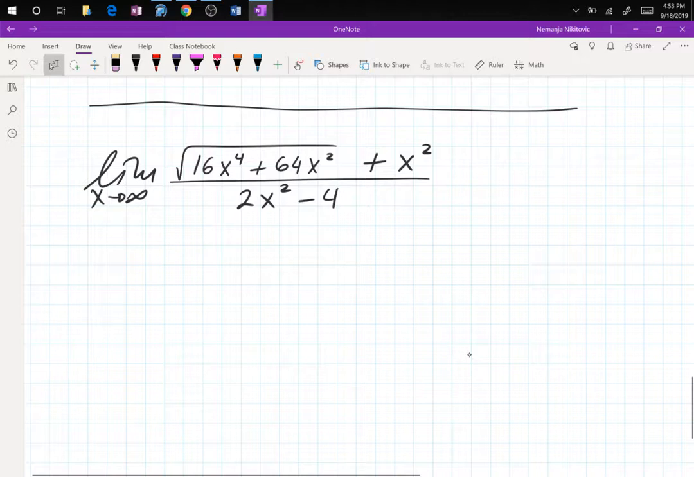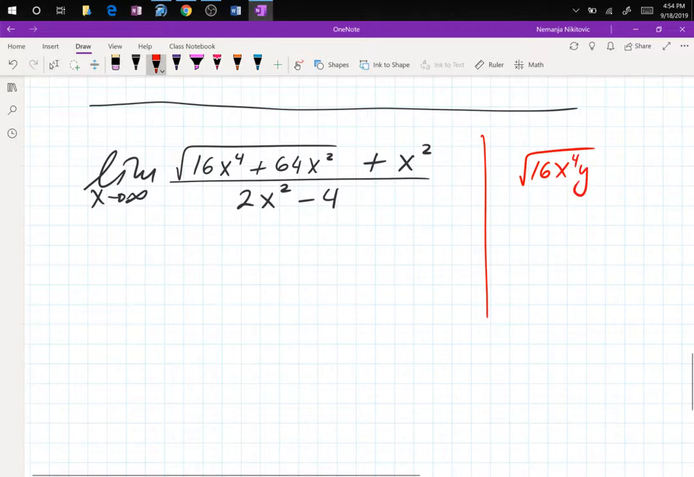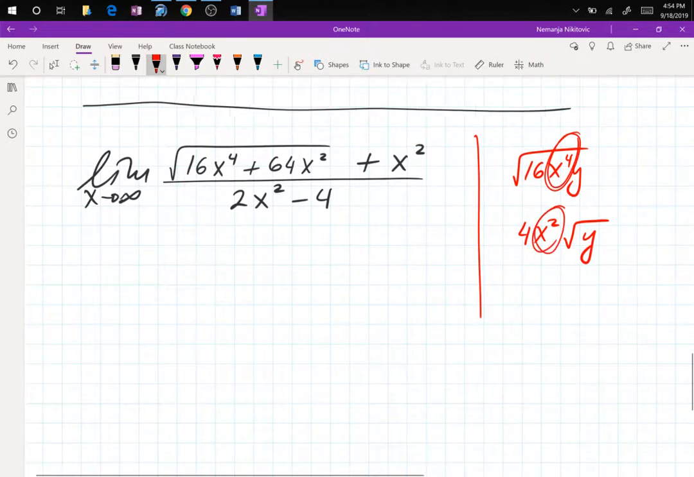Let me just remind you of some algebra here on the side. If you remember from algebra, you had, let's say, the square root of 16x to the fourth y. And you say, oh, the square root of 16 is 4, the square root of x to the fourth is x squared, and then the square root of y. Do we see that these two are equal? They're equal. So we see that x to the fourth under the square root is the same as x squared outside of the square root.